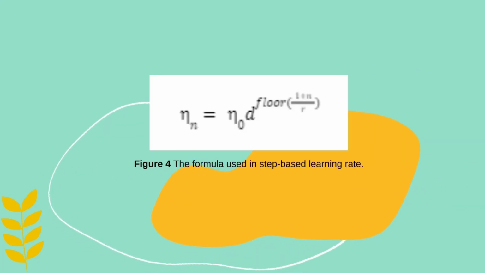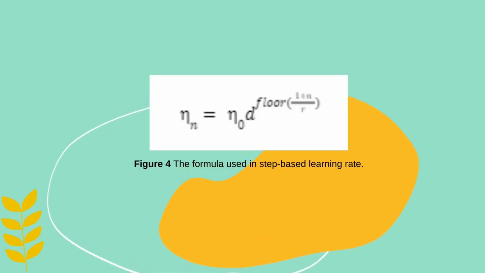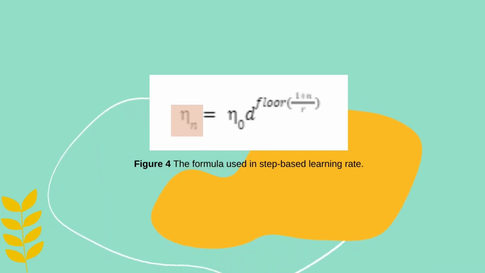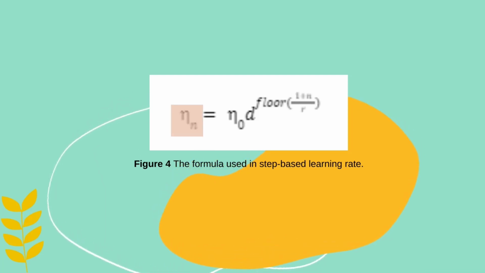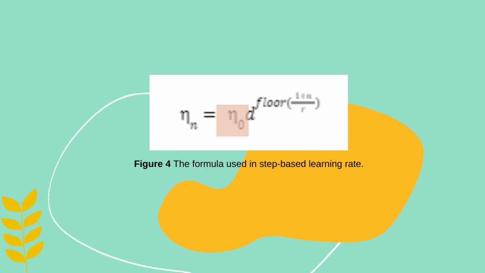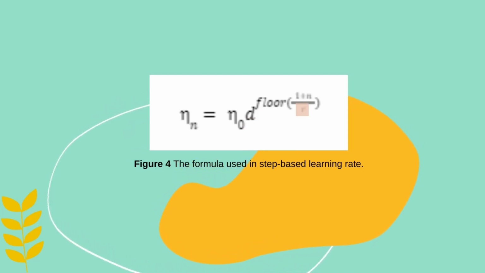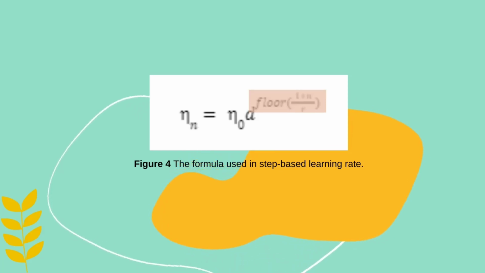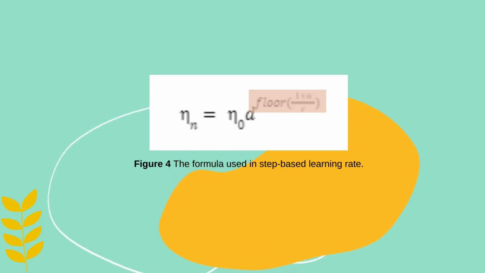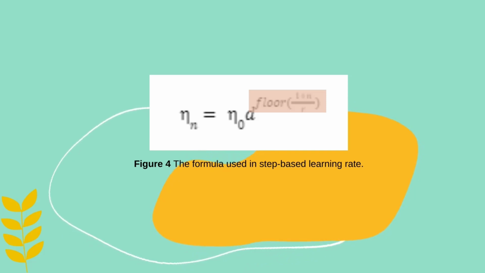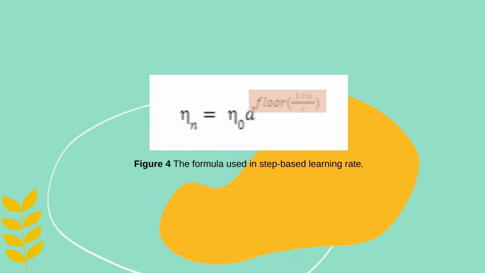It shows the formula used in step-based learning rate, where N is the learning rate at iteration N, and N0 is the initial learning rate, D is how much the learning rate should change at each decrease, R corresponds to the decrease rate or how often the rate should be decreased, and lastly the floor function here decreases the value of its input to 0 for all values smaller than 1.